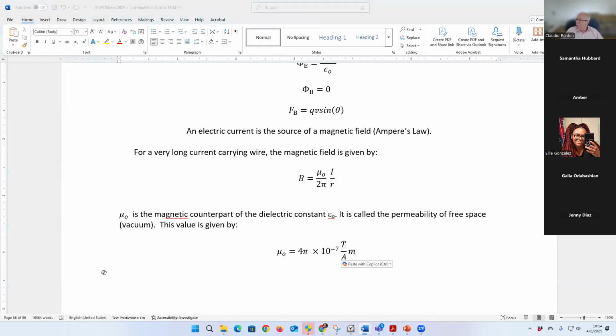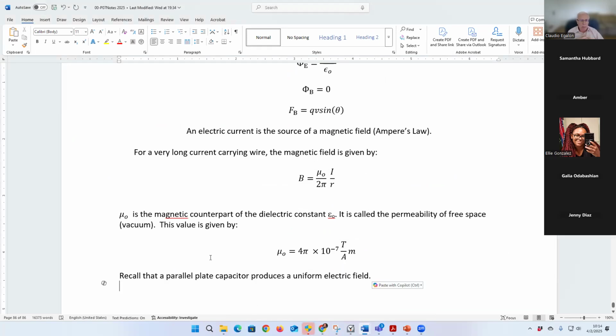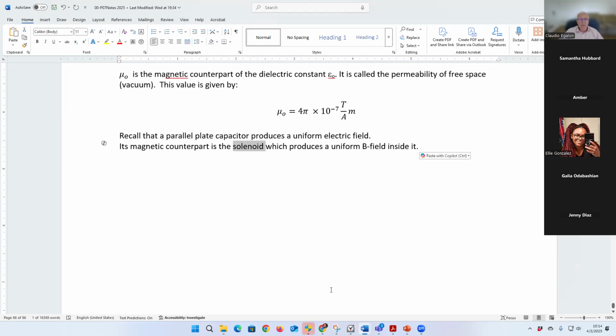And what else do you have to know? Recall that the parallel plate capacitor produces a uniform electric field, right? So we also have a magnetic counterpart for the capacitor. And its magnetic counterpart is another device that you may have already heard of. It's the solenoid. We have solenoids in our car. What is a solenoid?